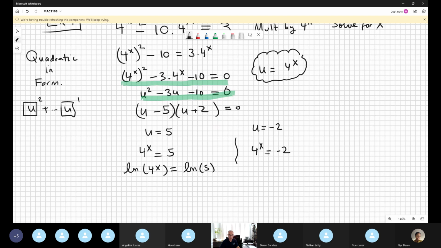Let me try this first. And this is secondly. One more time, you apply property 7, which allows me to bring this x to the front. Then x is equal to logarithm of 5 divided by logarithm of 4. Bam!